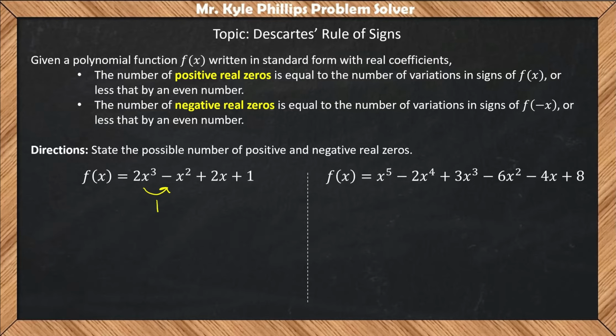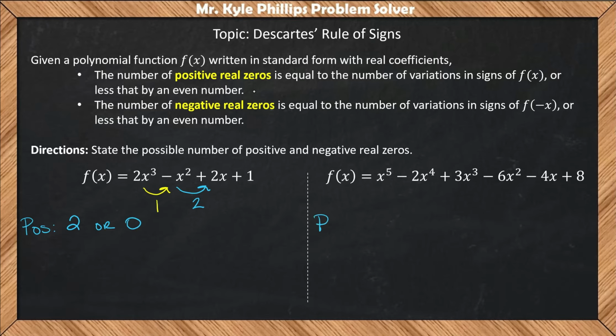And then I go from a negative x squared to a positive 2. So that's my second sign change, and then positive 2 to positive 1, so there is no sign change there. That means that if I'm talking about positive real solutions, there are going to be 2 or 0. So there won't be 1 because of this statement right here, less than that by an even number, and that has to do with the characteristics of a polynomial. So I know that 2 of my solutions are going to be positive, or none of my solutions are going to be positive.